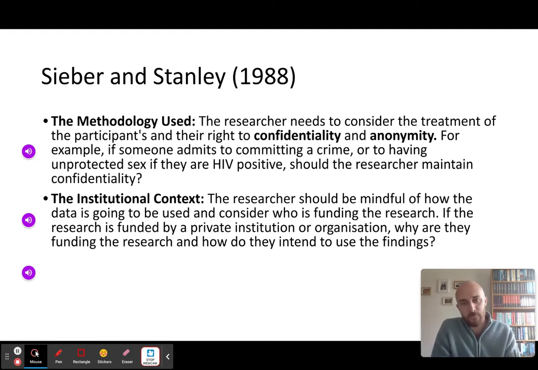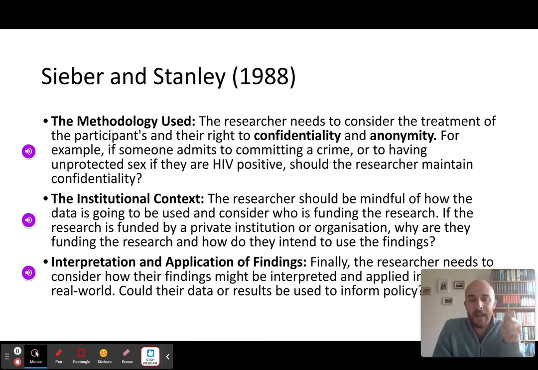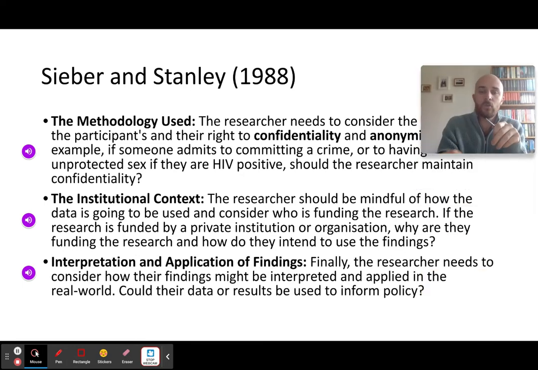Say you've done your whole piece of research. The last thing to take into account is how you are going to sell your results, how you are going to discuss your results, how you are going to put your results out into the public. Now, please write this down. You need to be aware of how the public are going to interpret your findings.